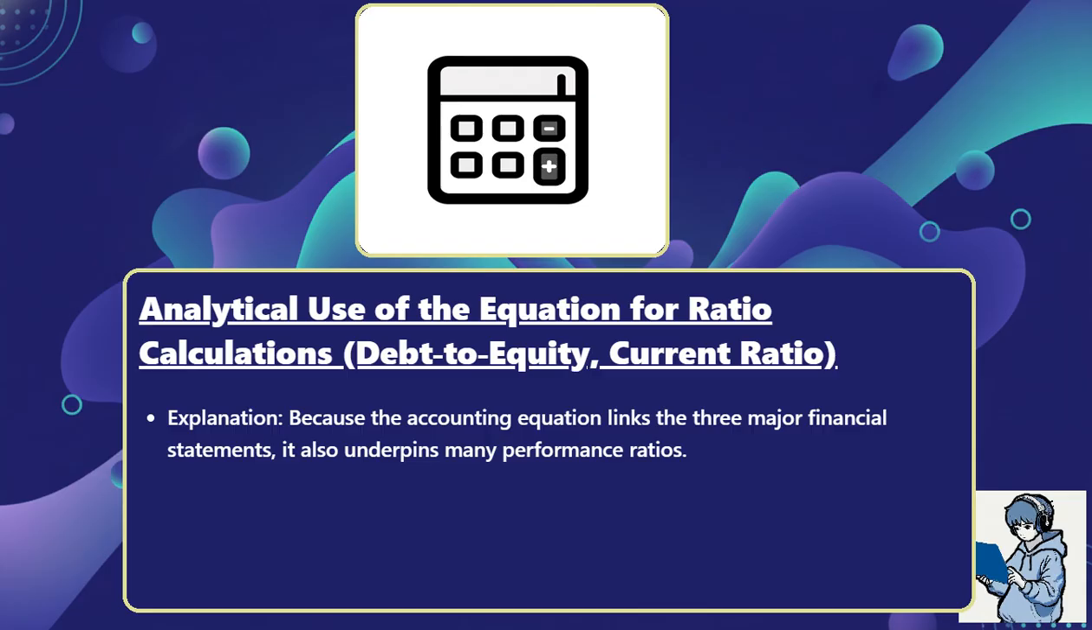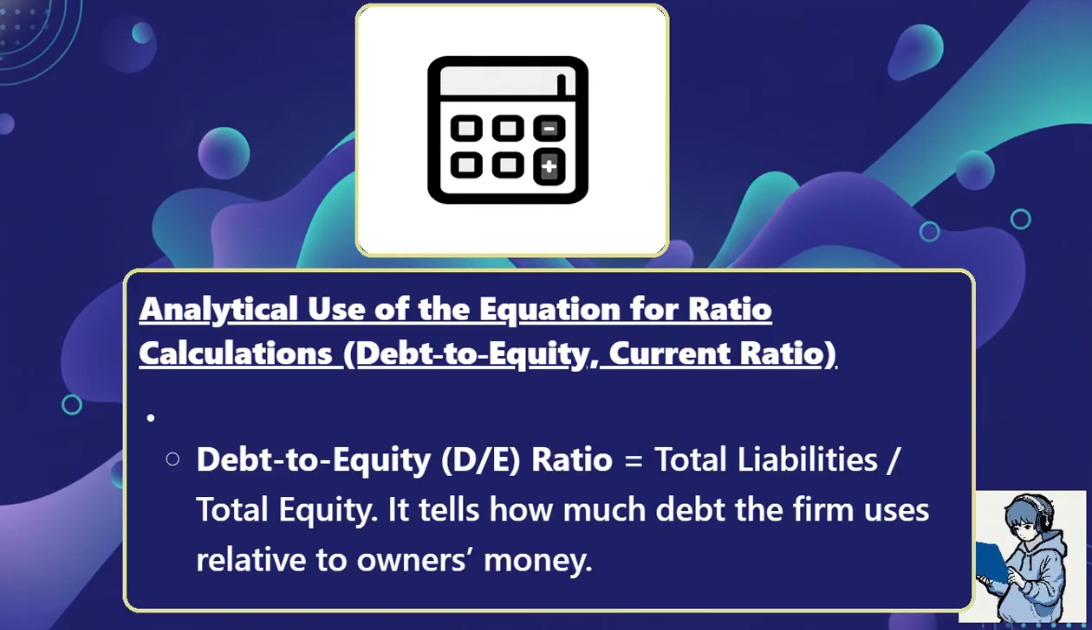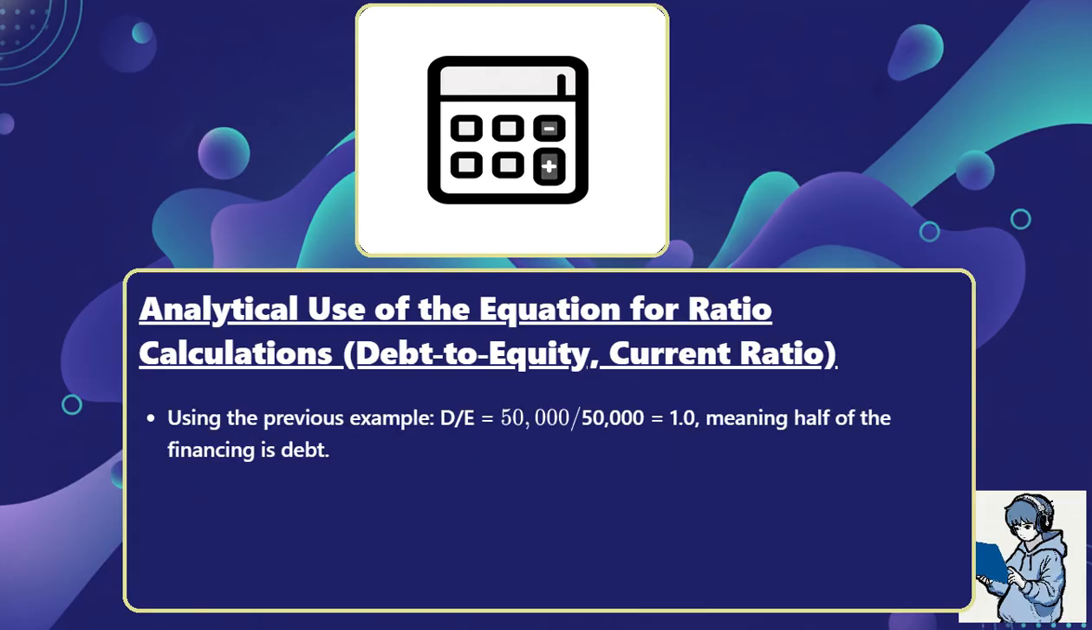Explanation: because the accounting equation links the three major financial statements, it also underpins many performance ratios. Debt-to-equity ratio equals total liabilities divided by total equity. It tells how much debt the firm uses relative to owner's money. Using the previous example, debt-to-equity equals $50,000 divided by $50,000 equals 1.0, meaning half of the financing is debt.